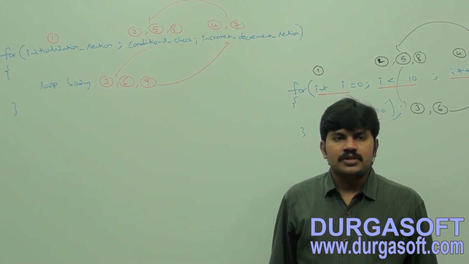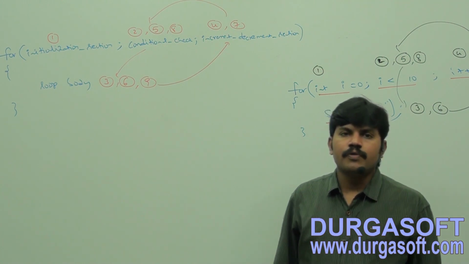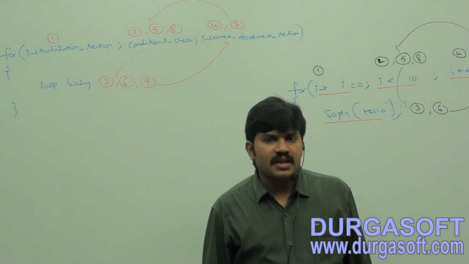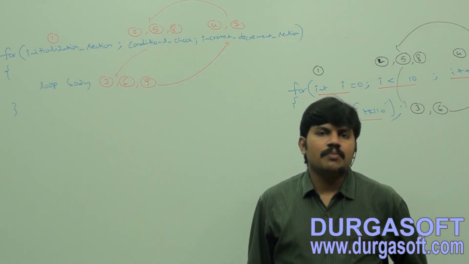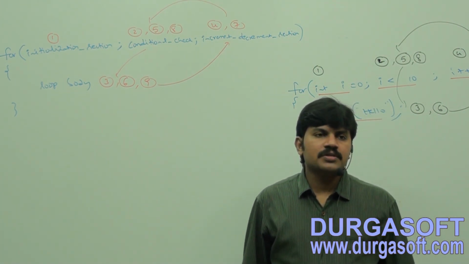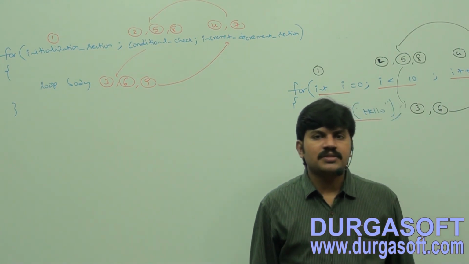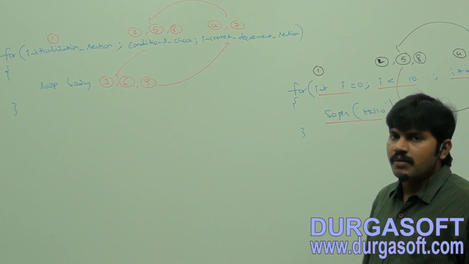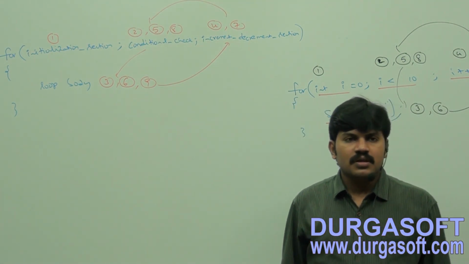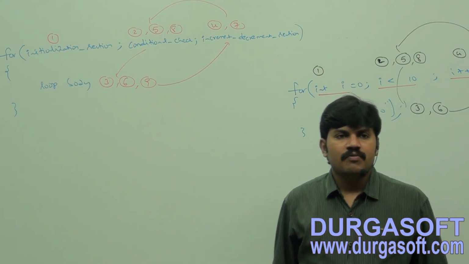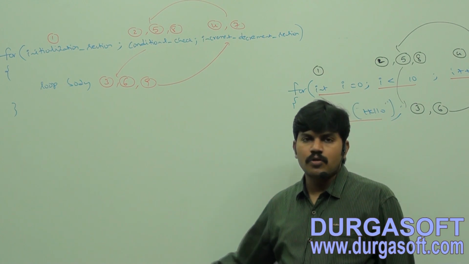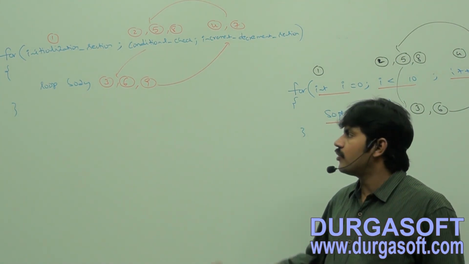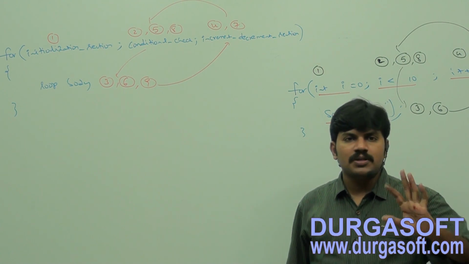Second point: if we know the number of iterations in advance, then for loop is the best choice. So when should we go for the for loop? If we know the number of iterations in advance, then for loop is the best choice, right?